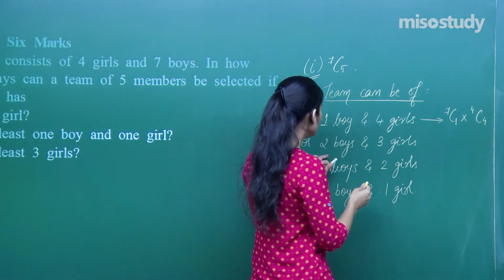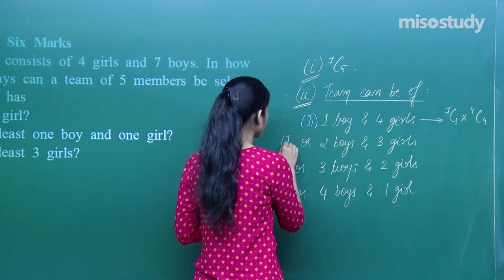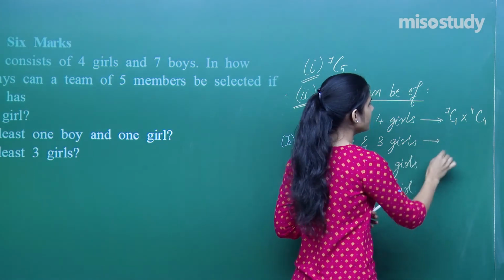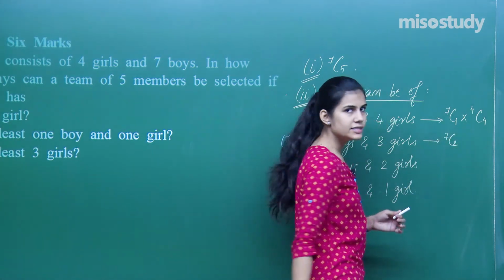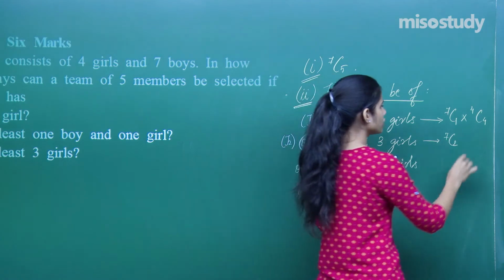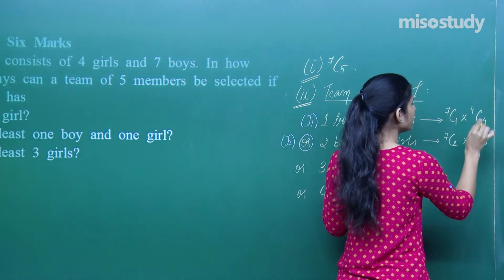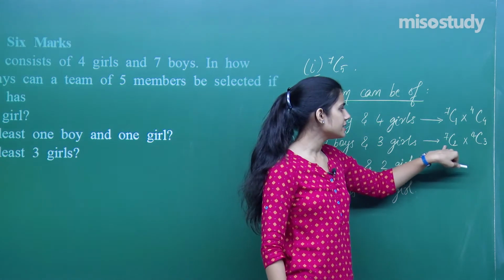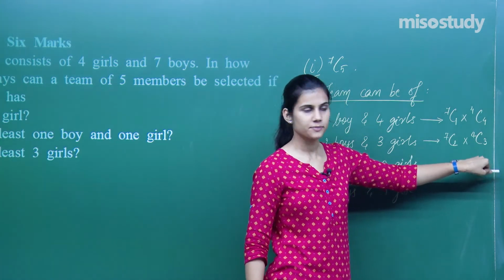Second job, 2 boys, this is my second job. 2 boys out of available 7 boys can be selected in 7C2 ways, and 3 girls out of available 4 girls can be selected in 4C3 ways. Therefore, 2 boys and 3 girls can be selected in 7C2 into 4C3 ways.